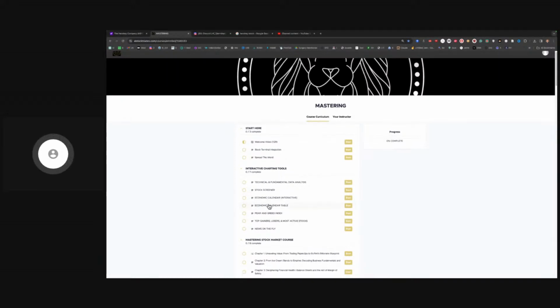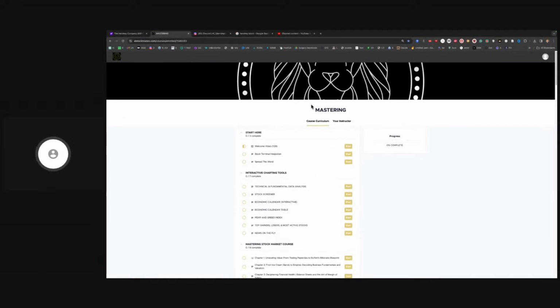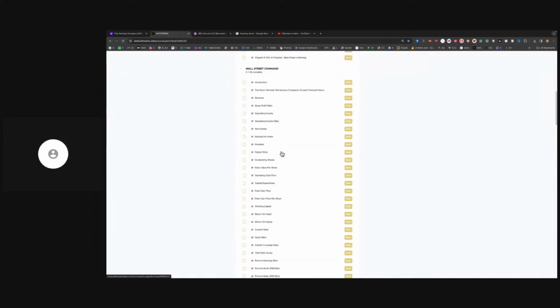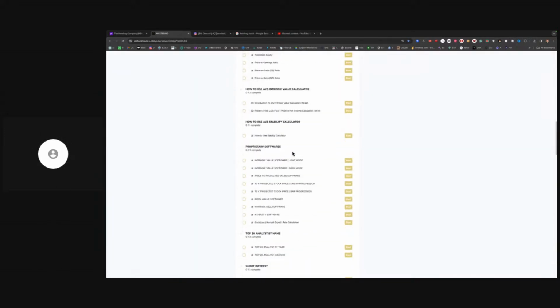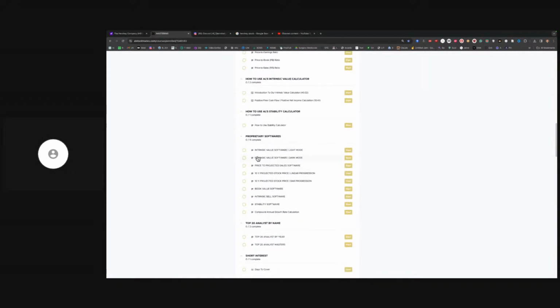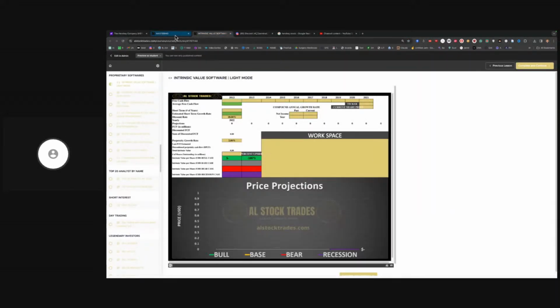So what I'm going to do is, for folks that are in our lifetime, you log in, right? You log in here and you go all the way down to our intrinsic value calculation. You're going to right click and open up this guy here. We're going to open up a couple of them here, right? So we're going to open up this guy.